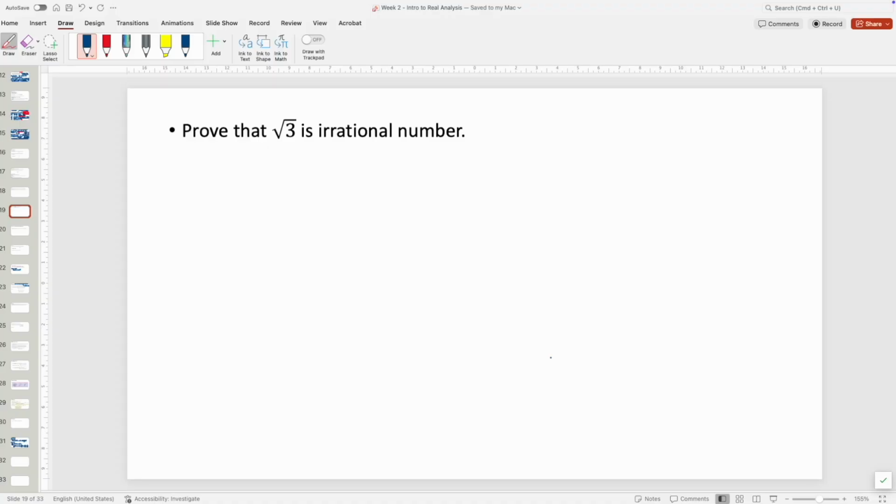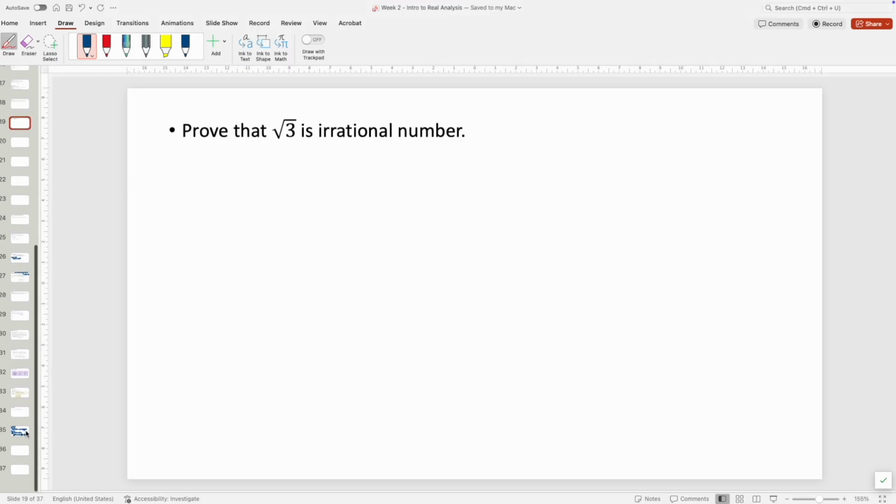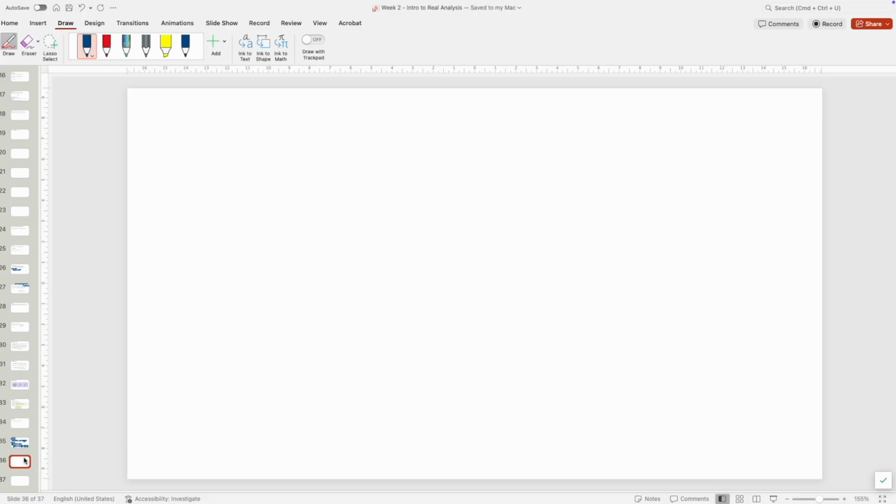This one, right? Prove that square root 3 is irrational. How to prove this? Use the proof by contradiction. Okay, another sum that you can prove, for your exercise. Yeah, this one is for your exercise.